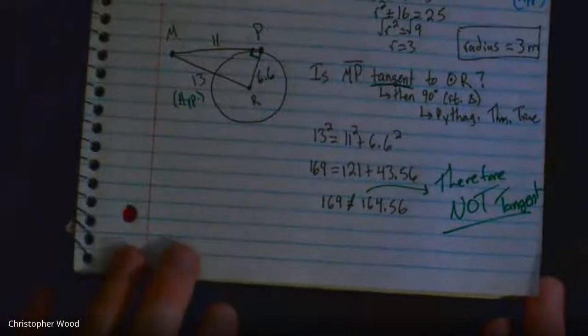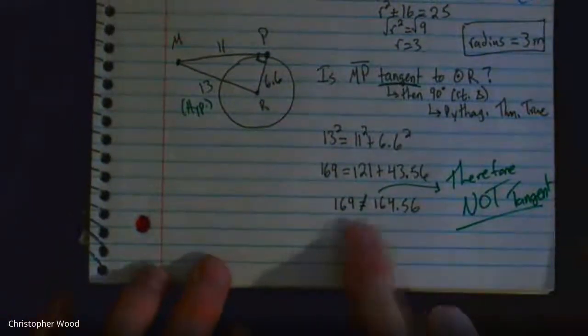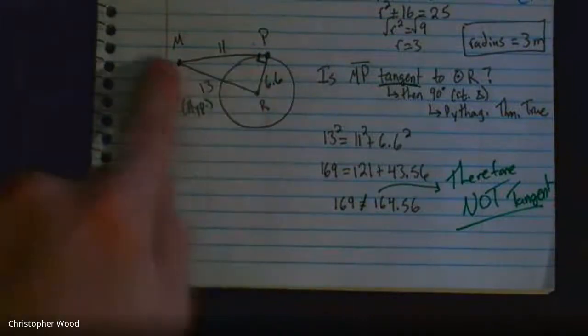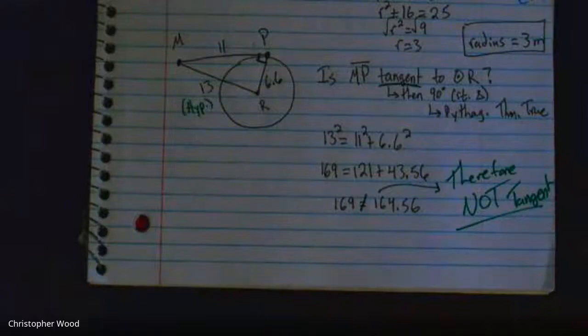So if the Pythagorean theorem gives you a false statement, which this is a false statement, 169 does not equal 164.56, then the circle and this line are not actually tangent lines. This is not a true tangent line.